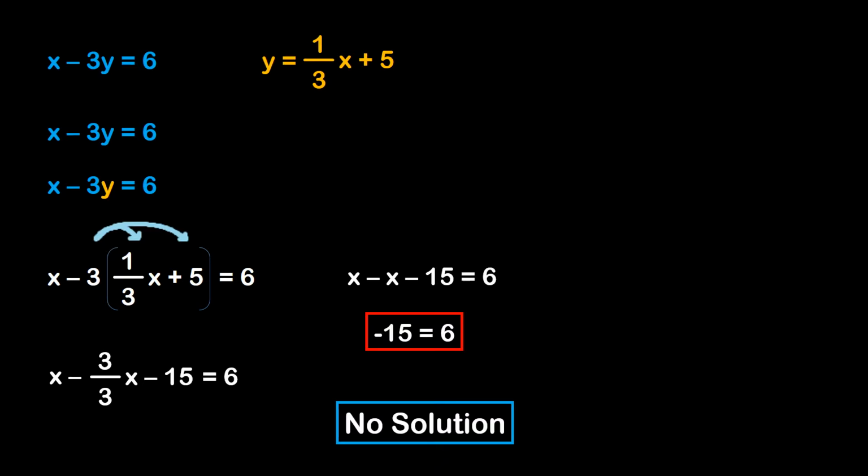So again, in summary, if you're ever given two equations and you try to solve them using substitution or elimination, and you get a statement that doesn't make any sense, that tells you that one number is equal to another number, then you can say that that system of linear equations has no solution.